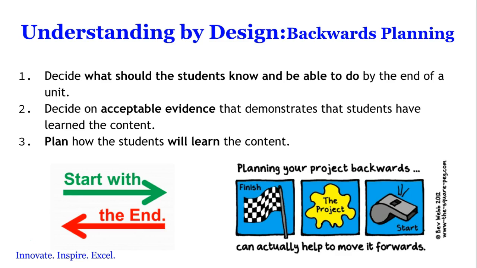Once you have determined the essential questions, you need to determine what is acceptable evidence that the students produce to show that they learn the content. The last part of planning backwards is to decide on different experiences, activities, and lessons in which the students will participate to learn the content. All of these experiences and activities should be directly related to the essential questions that were determined in stage 1 of planning, which is what should the students know and be able to do by the end of the unit.